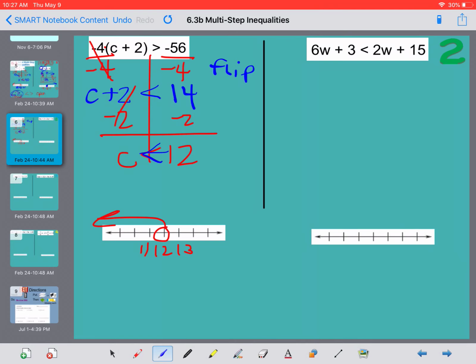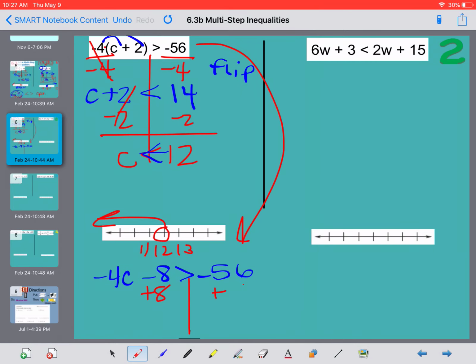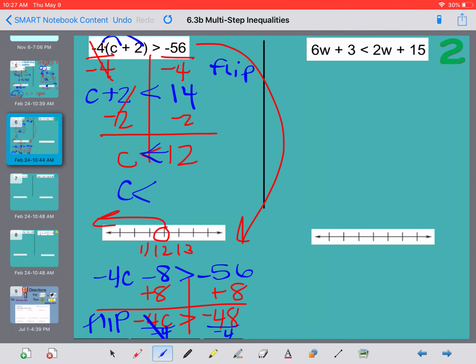If you distributed that one, you got negative 4c, and negative 4 times 2 is negative 8. If we solved it this way, up here, same problem, we would have added 8 first. So we have negative 4c is greater than negative 48. And then we would have divided by negative 4, which means we flip our symbol, and we would end up with c, flipping the symbol, is less than a positive 12. We get the same answer no matter which way we solve it.